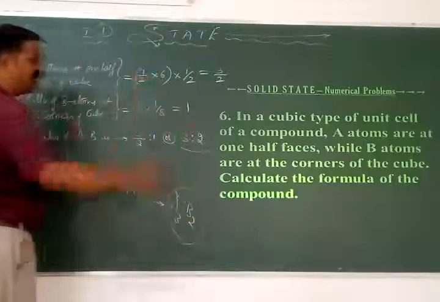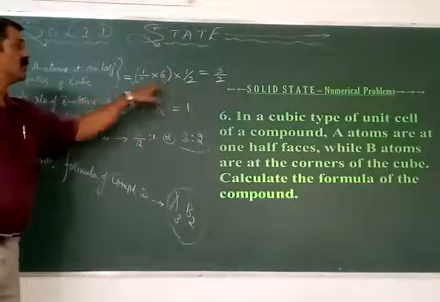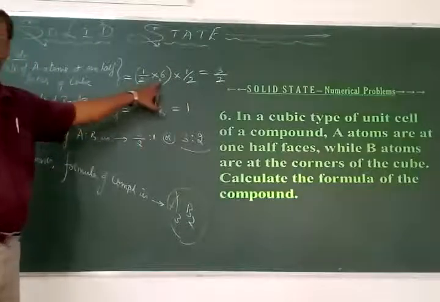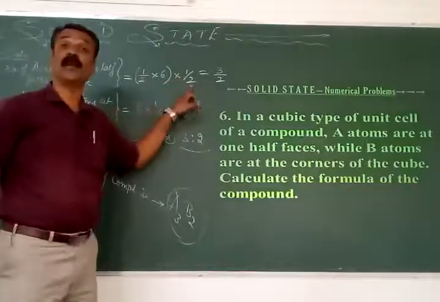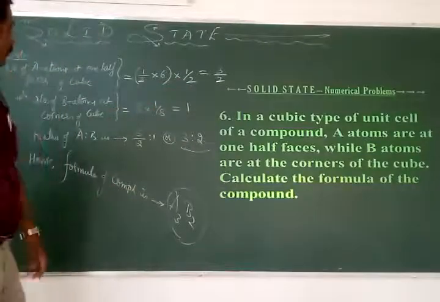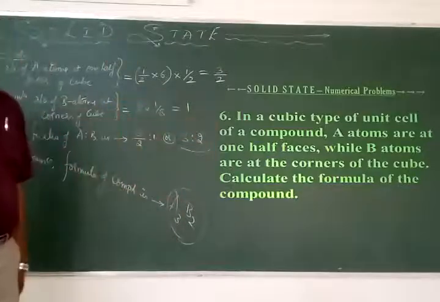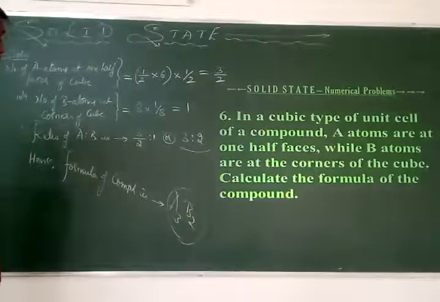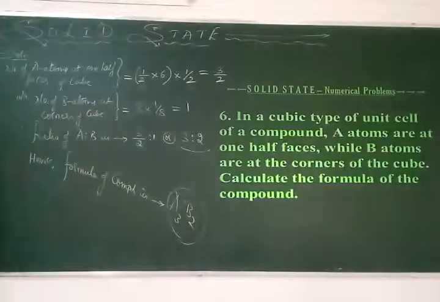A3B2. So here, this half is different and this half is different. This is one half of the 6 faces, meaning it is 3, and the contribution for each face centered particle is just 1 by 2. But here it is all the 8 corners and each contribution is 1 by 8. Therefore, it is equal to 1. So on simplification, the formula of the compound is going to be A3B2. Okay.